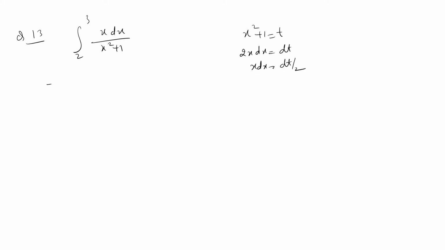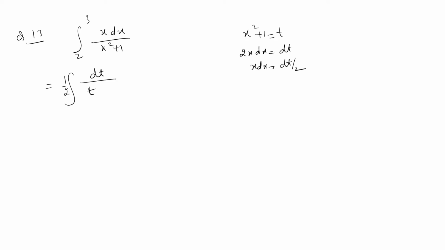So there comes question number 13, and it says the integral from 2 to 3 of x dx upon x square plus 1. Now I know what I should do: put x square plus 1 as t, so that 2x dx is equal to dt. So x dx is equal to dt by 2. Now dear students, what happened? I'm just going to change this complete question to this form.